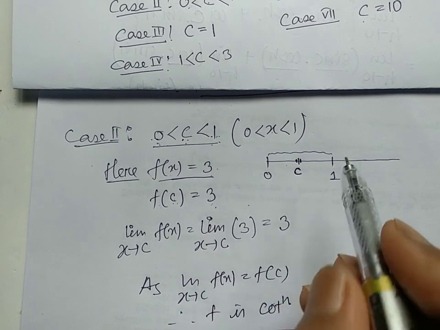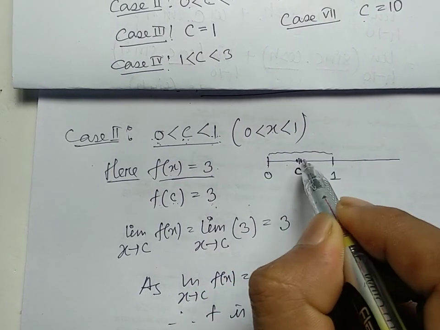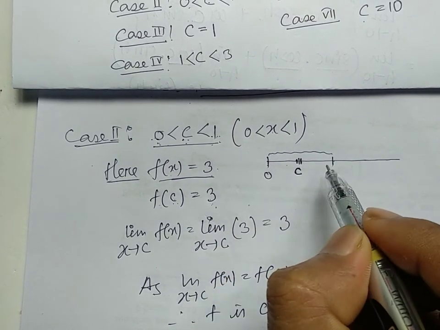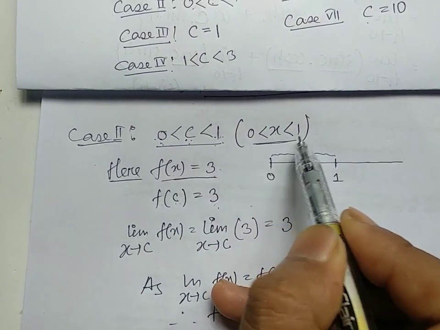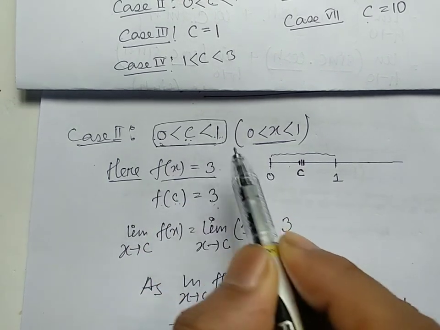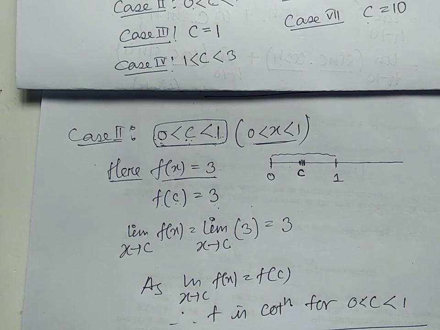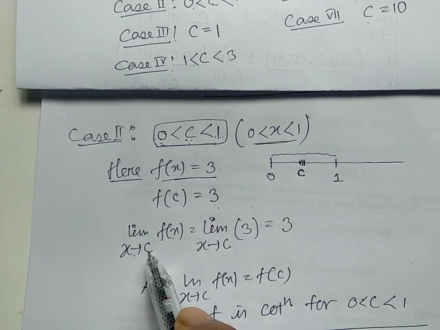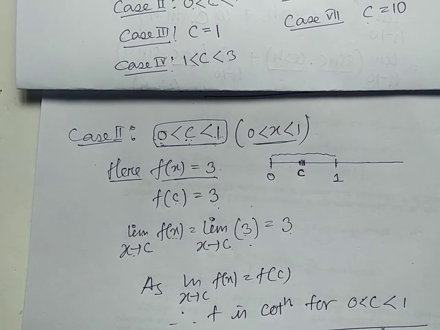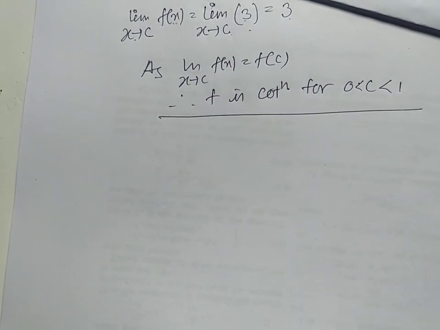Now c lies between 0 and 1, so if we take the right hand limit it will lie between 0 and 1, and if we take the left hand limit the functional value also lies between 0 and 1. That means the condition will remain the same. So in case of an inequality, keep in mind that you do not need the right hand or left hand limit. We write down the limiting value, limit x tends to c f of x, which is 3. So the answer is 3, so the function is continuous between 0 and 1.